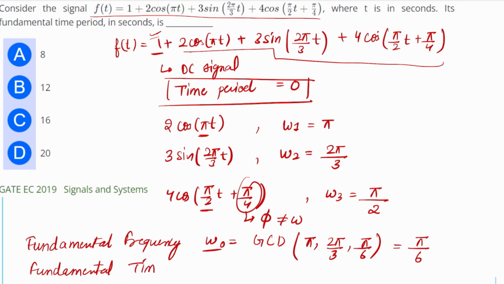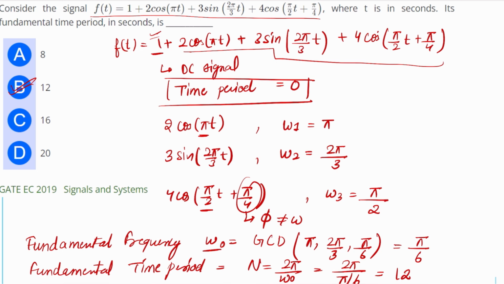So when we know the fundamental frequency, we can easily find out the fundamental time period. The fundamental time period will be equal to 2 pi by omega naught. Omega naught is pi by 6, so it will be 12. So option B will be our correct option. So this is how we calculate the fundamental time period in a very easy way.